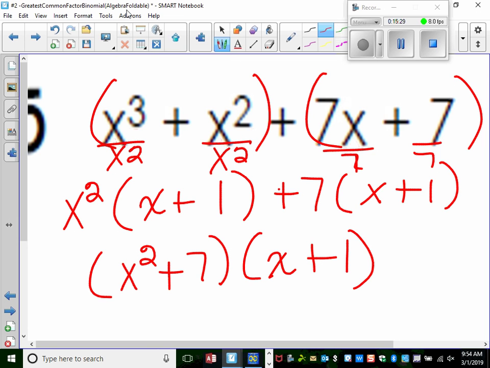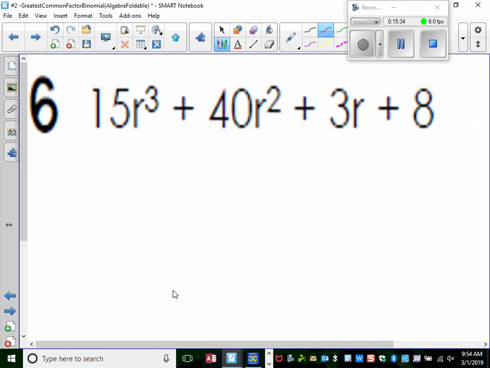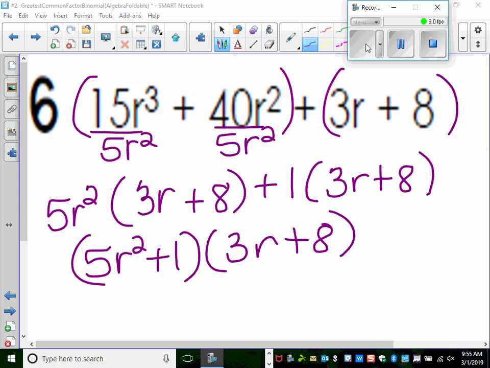All right, I'm going to have you do number 16. So take a look at number 16. I'm going to group them. I want you to pull out the GCF. And actually, in the second set, you're going to pull out a 1, because every number has 1 in common, so we have to have a number there. The only thing you can take out in that second set is 1, so it's not going to change the second set if you divide by 1. So go ahead and see what you get. All right, so what you should have done was taken out a 5r squared for the GCF.